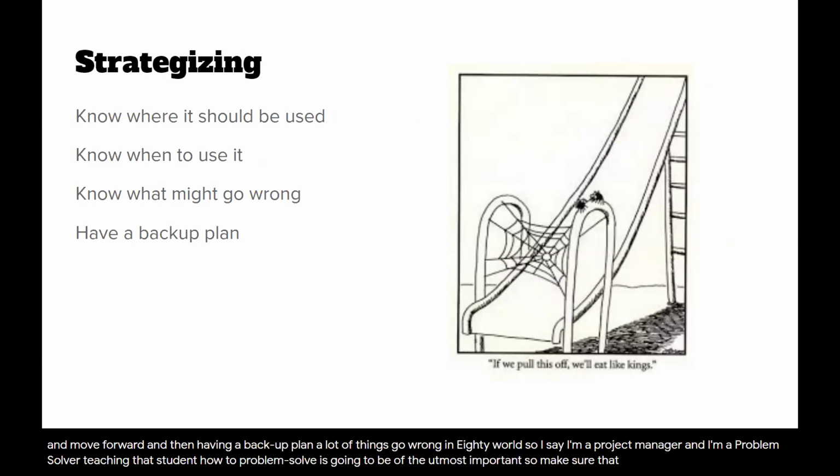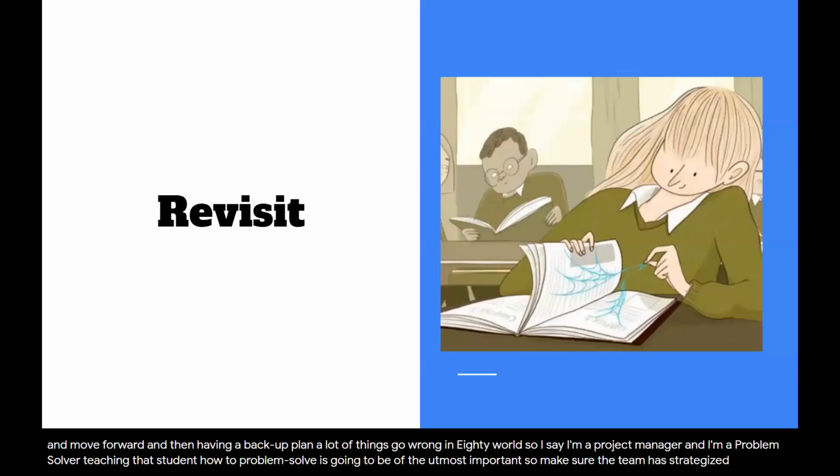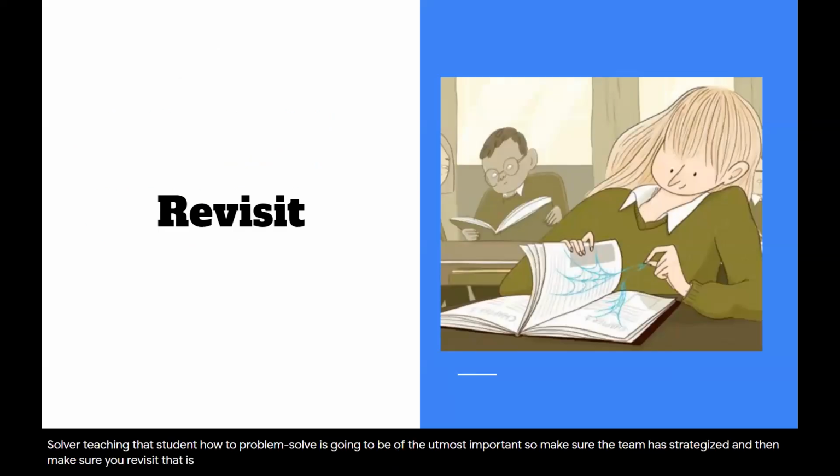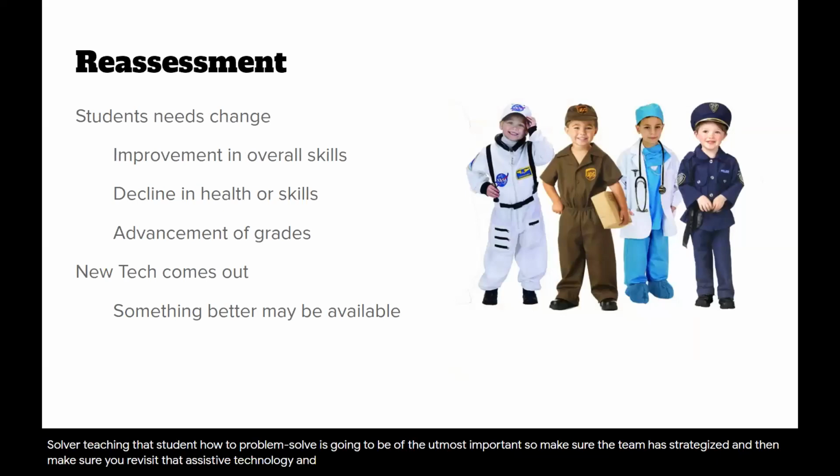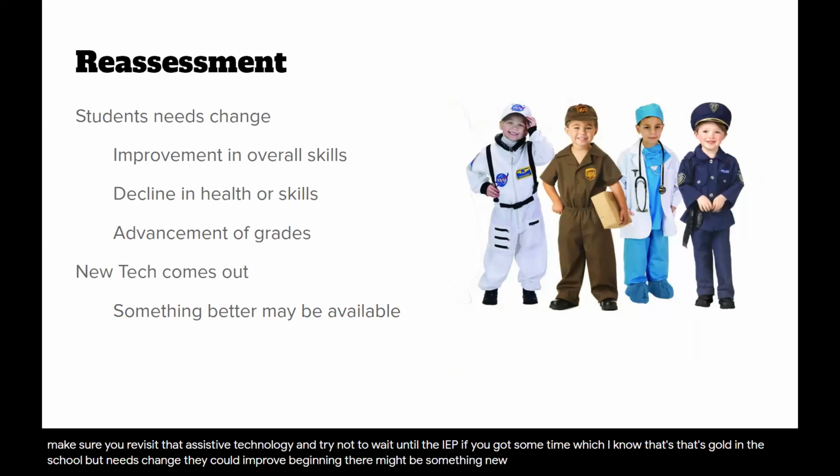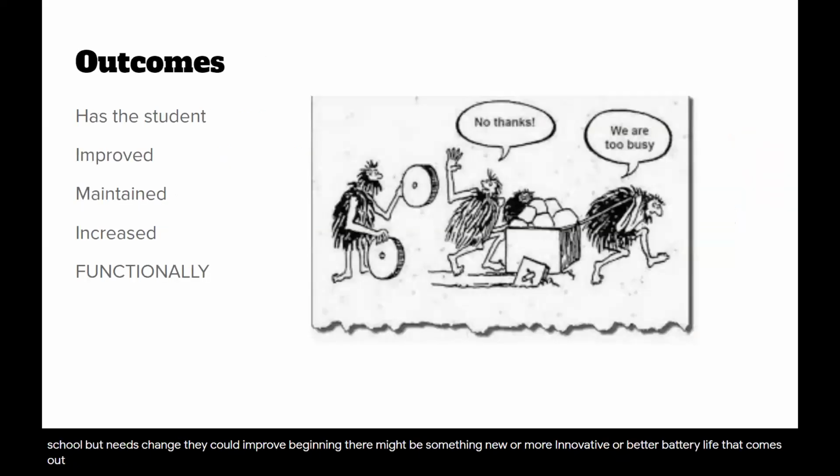So make sure the team has strategized, and then make sure you revisit that assistive technology and try not to wait until the IEP if you've got some time, which I know that's gold in the school. But needs change. They could improve, decline, or advance. Just as I said back at the beginning, there might be something new or more innovative or better battery life that comes out. We have to think about that increase, improve, maintain.